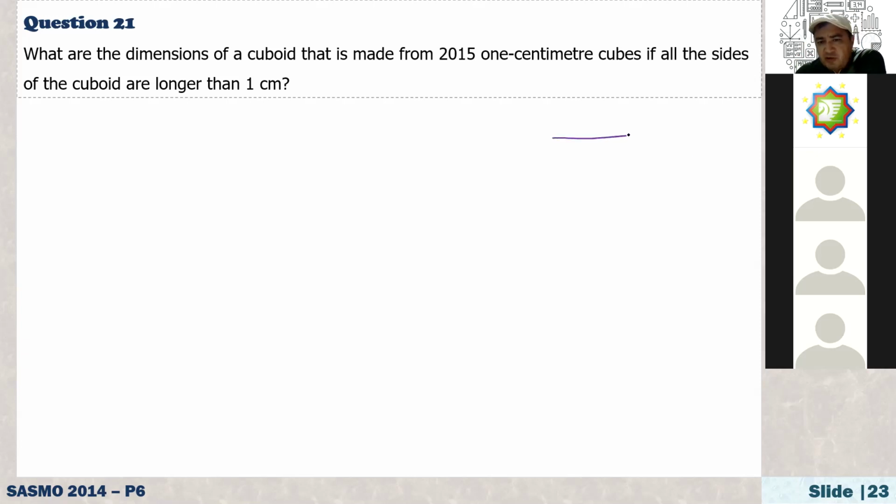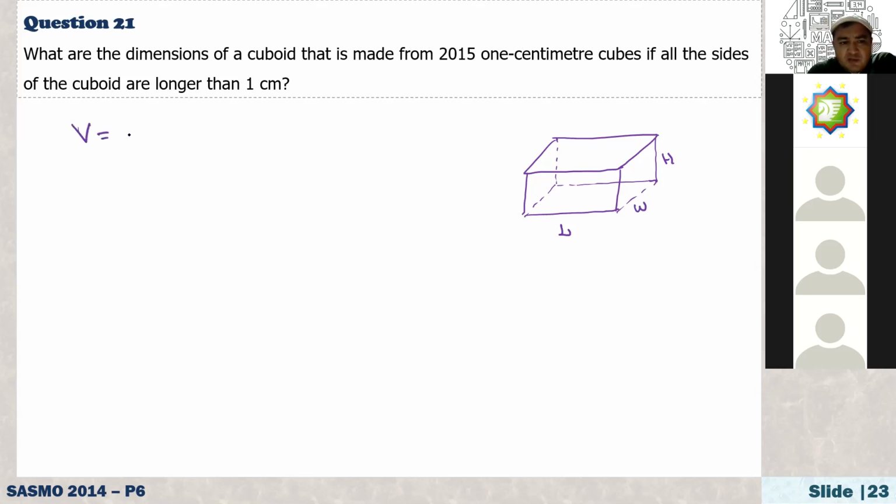First, we should actually draw for this kind of geometric question. We are talking about a cuboid, which is just a matchbox, or any box, actually. That's our cuboid. This one is length, this one is width, and this one is height. How do you find the volume? The volume is equal to length times width times height.